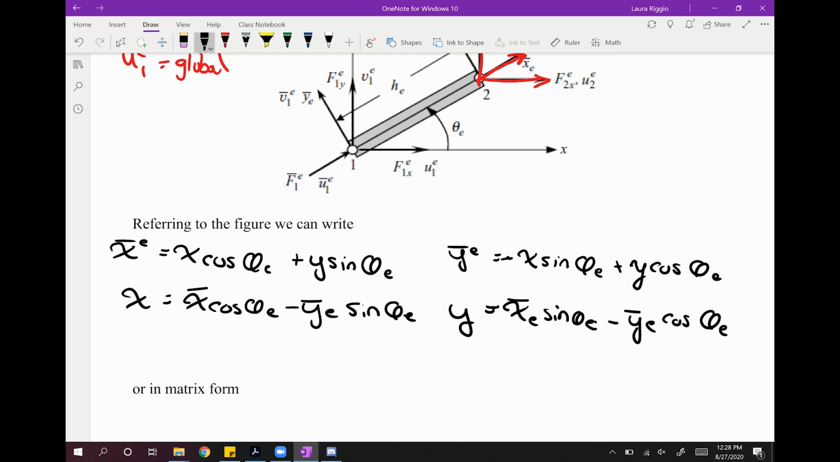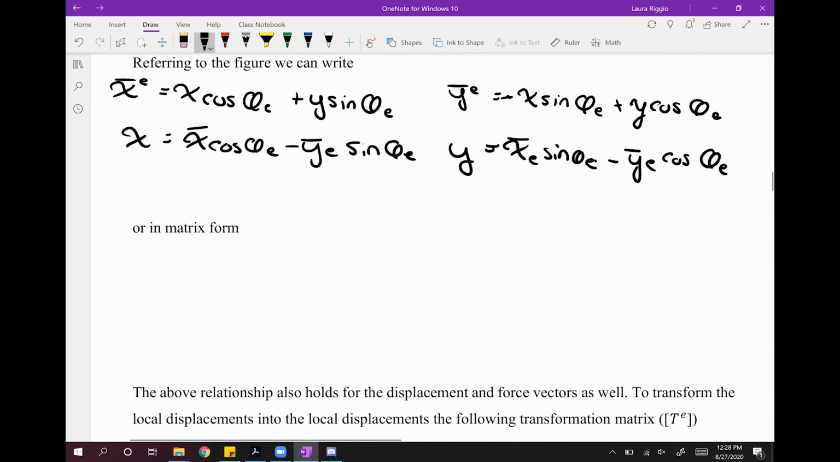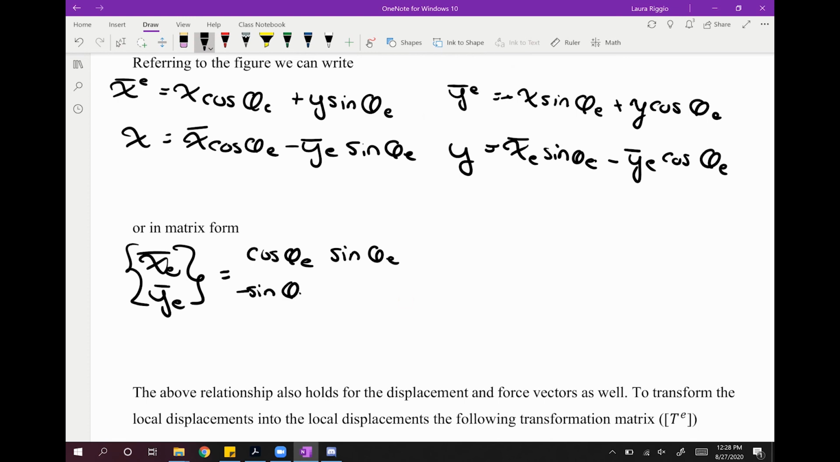So I can transform from one coordinate system to another coordinate system using my angle of rotation. And if we put this in matrix form, because we love matrices in this class, we'd have x bar, y bar is equal to cosine theta, sine theta, minus sine theta, cosine theta, times x, y. So this would give me my local coordinate systems from my global coordinate systems.